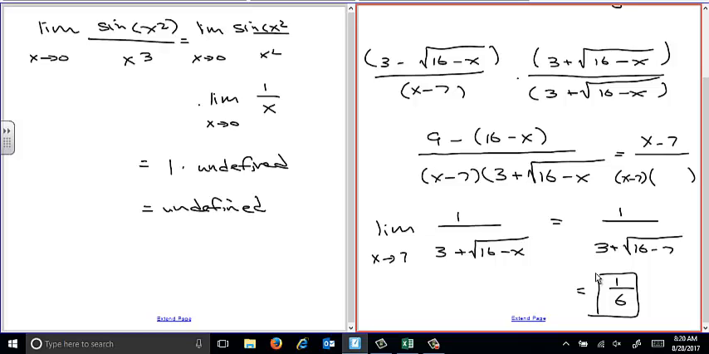Okay, so there's the solution to the next rationalization problem, 1/6. We multiply it by 3 plus the square root of 16 minus x in the numerator and the denominator. What that does is makes the numerator into x minus 7, which cancels out with the x minus 7 in the denominator. That just leaves this part, and then you plug in x equals 7 into the answer.